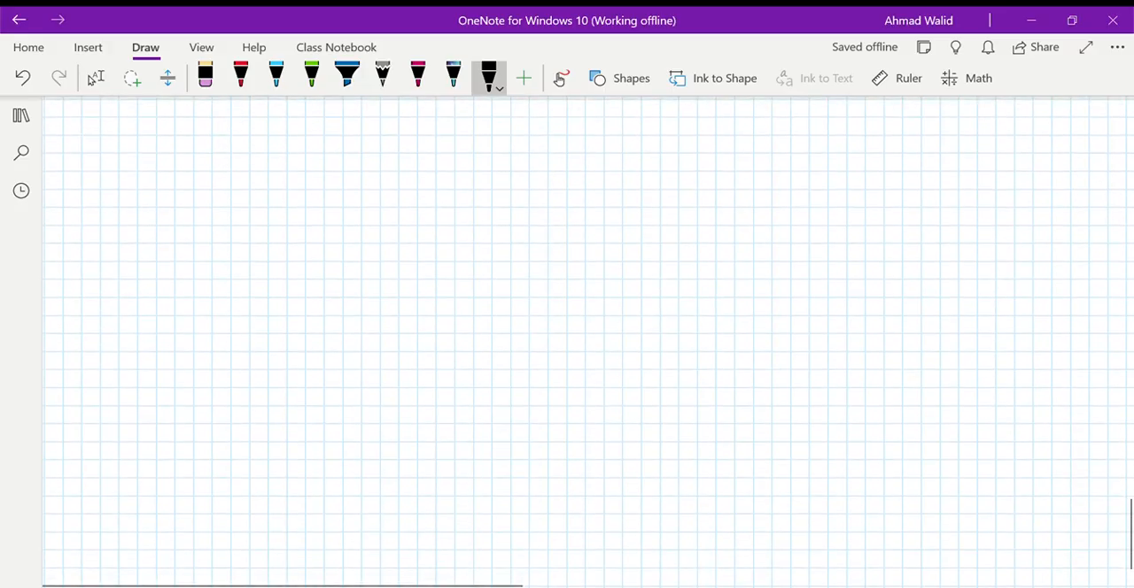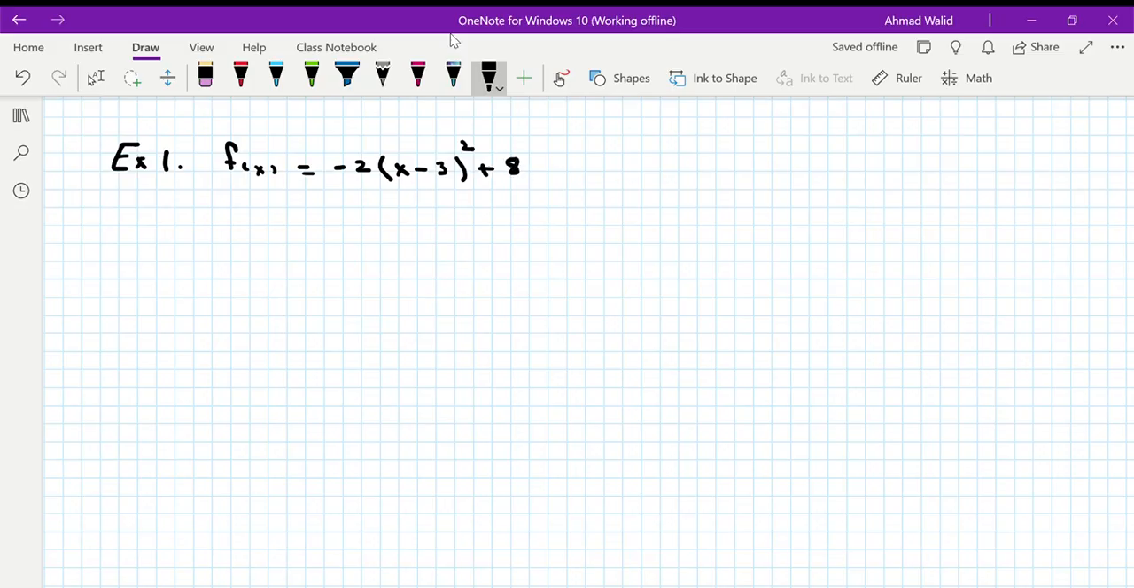Correct? Example number 1. f of x equals -2 parentheses x minus 3 squared plus 8. They are asking you to graph this function.